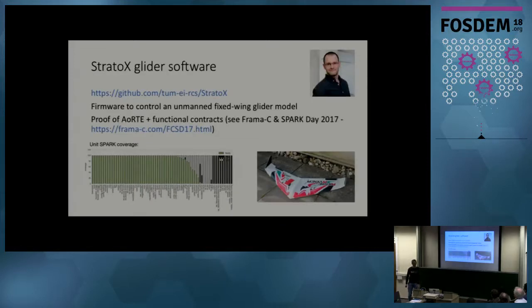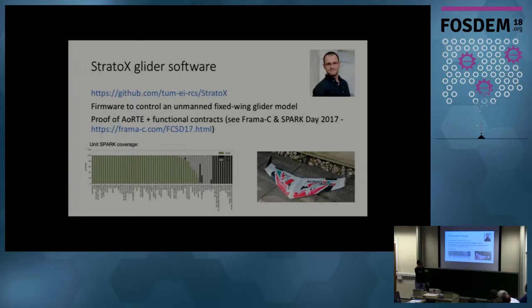StratoX glider by Martin Becker, researcher from Technical University of München. It's a firmware to control this small fixed-wing glider model to collect weather data. It's launched from a balloon and it glides, but how do you get it back? Well, we need a kind of autopilot. And they did that over a very small period of time, a few months. They target proof of absence of runtime errors and functional contracts. And so you can also see the results in the slides at this location.